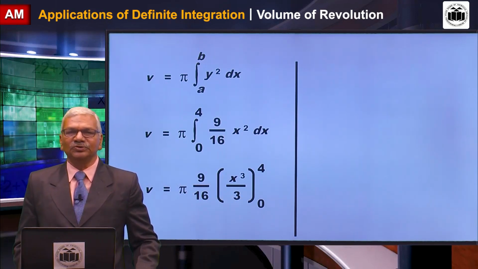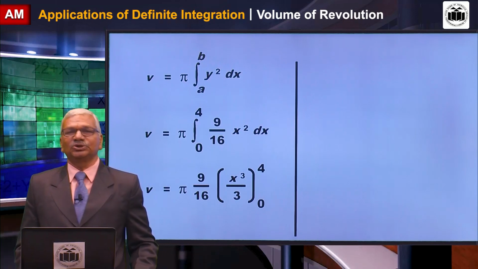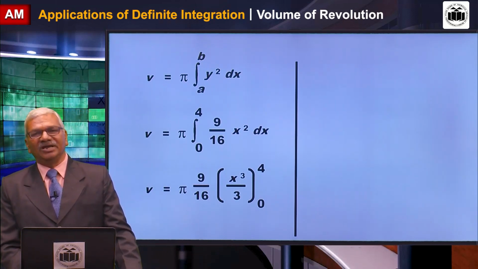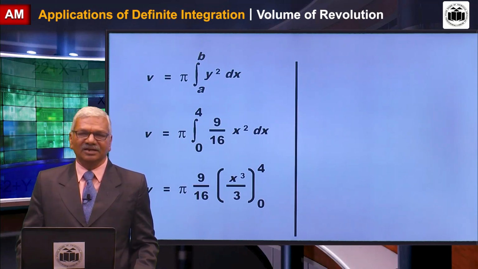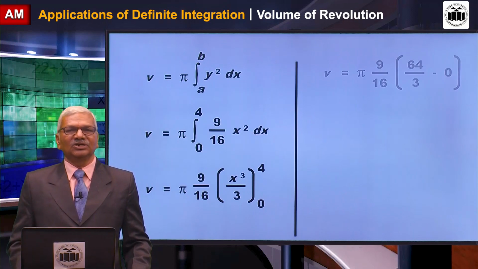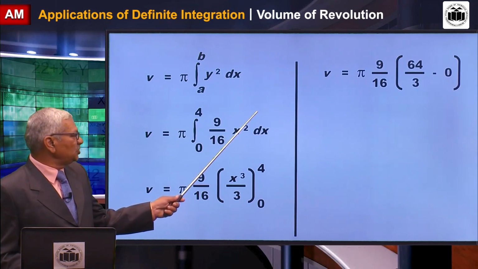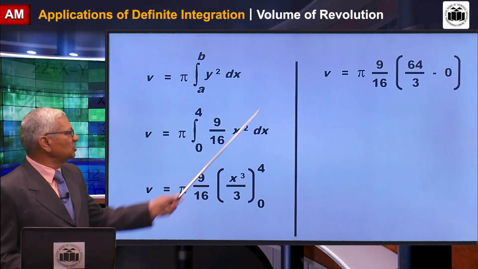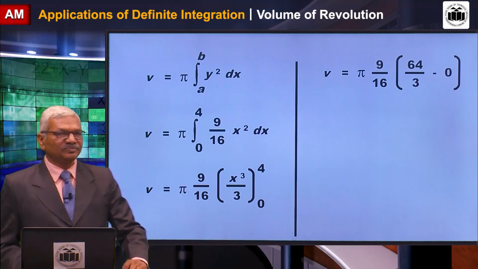Now, what will you do? Yes, putting the limits. Upper limit is x equals 4, lower limit is x equals 0. Which limit will you put first? Upper limit, and then lower limit. So what do we get? We get 9 pi by 16. Putting x equals 4, we get 64 by 3. Putting x equals 0, we get 0.